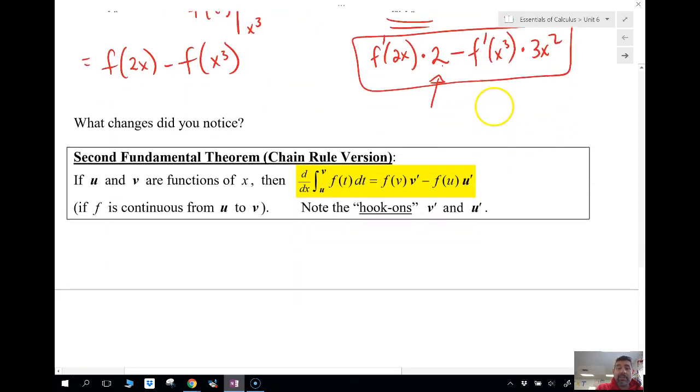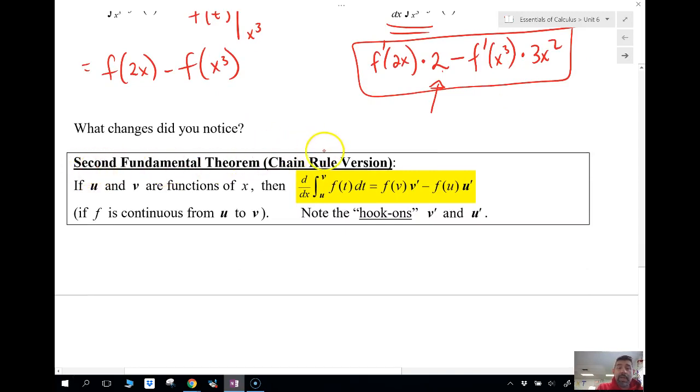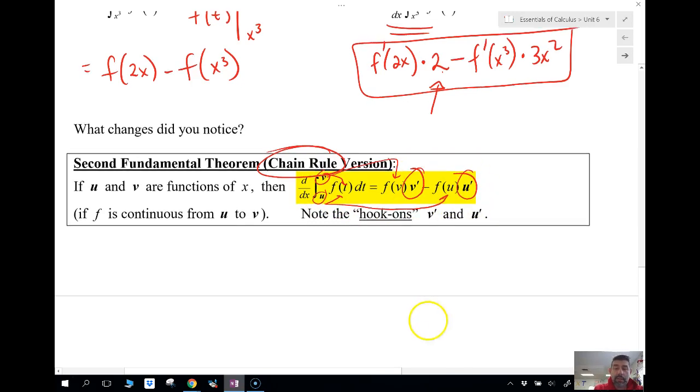And that is essentially the second fundamental theorem of calculus with the chain rule attached to it. So if we have anything u and v that are not constants, they're functions of x, we're simply going to plug those in right here, okay? And then we're going to attach a derivative to it. Let's take a look at a few examples here.